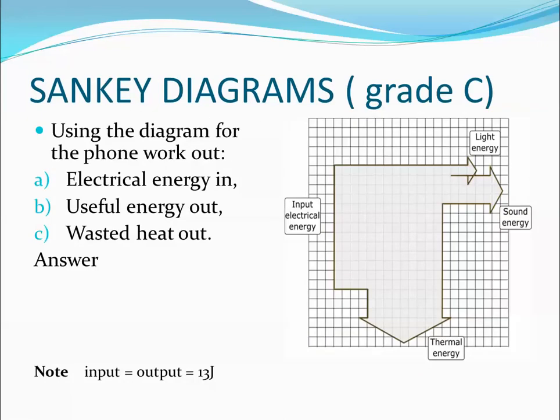Okay, we can use Sankey diagrams to record and measure the electrical energy, in this case electrical energy in, the useful energy out, and the wasted heat out. This particular diagram has a scale of 1 joule equals 1 square. That isn't necessarily true in all diagrams. Make sure you read the information. It could be 1 square equals 10 joules, 1 square equals a kilojoule. Just make sure you read the information and therefore count the squares correctly. So pause the video and work out A, B and C. So pause now.